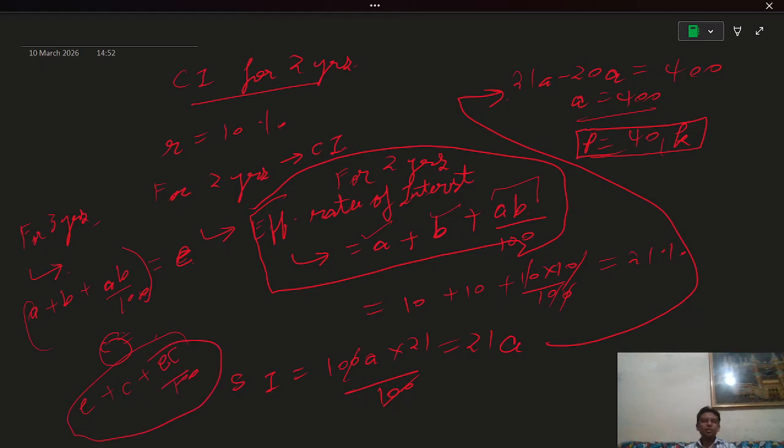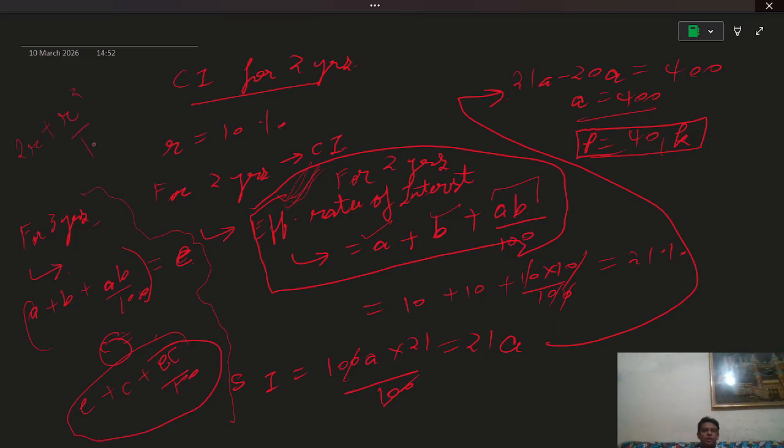Generally 3 year cases are asked in mains exam, that too occasionally, but for 2 years it is highly beneficial to remember this formula. So now suppose if all these values are the same, we can write it down as R plus R, 2R plus R square by 100 for 2 years, and for 3 years we can calculate this by substituting in the formula.